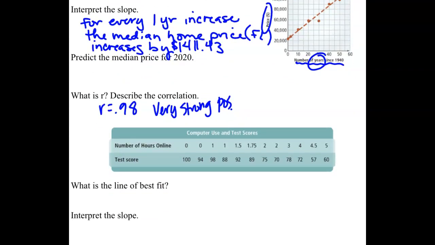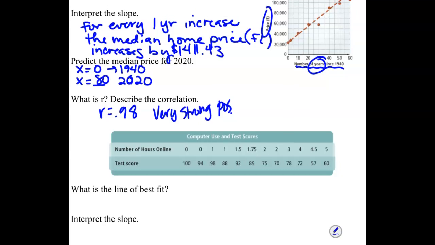Now it says to predict the median price for 2020. You do have to be careful here. We said X equaling 0 stood for 1940. So X equaling what stands for 2020? How many years after 1940 is 2020? If you took 2020 minus 1940, you'd get 80. So we're looking at an X value of 80. So that's what we're going to plug into our equation.